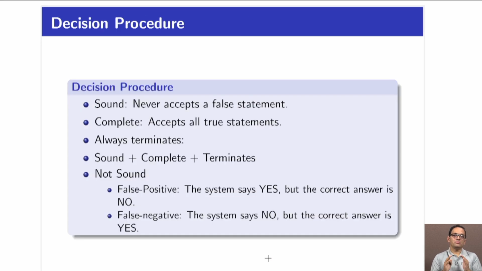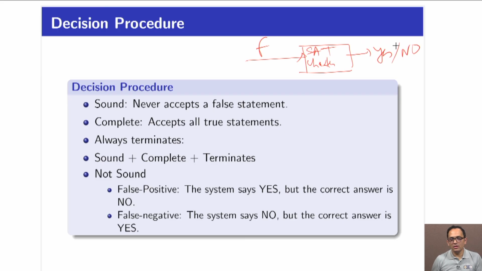So, what is a decision procedure? Basically, you have an algorithm, and you give it a formula. It can be a SAT checker, and it will say yes or no. If the formula is satisfiable, it will say yes, and if it is not satisfiable, it will say no.